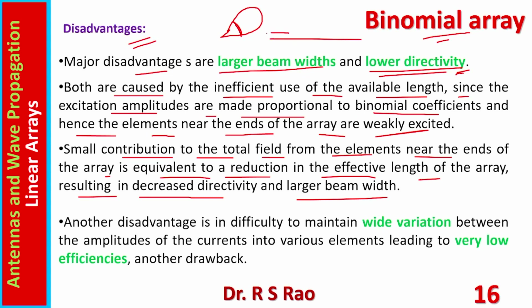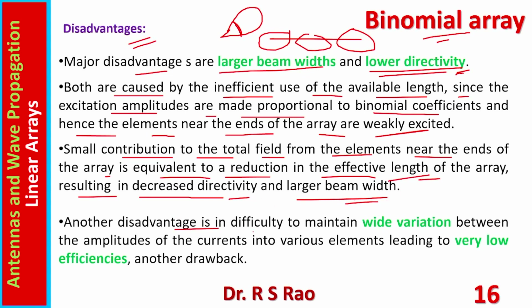Notice at the end elements, the excitation currents into these elements are small when compared to currents into the elements that are in the middle. It implies inefficient use of the end parts of the length of the array. Naturally, it leads to decrease in effective length of the array, decreased directivity and a larger beamwidth.